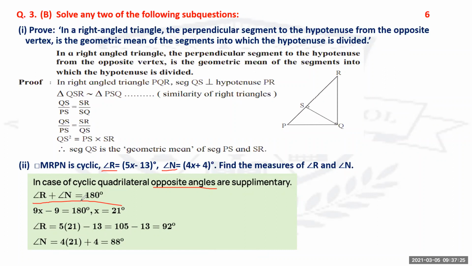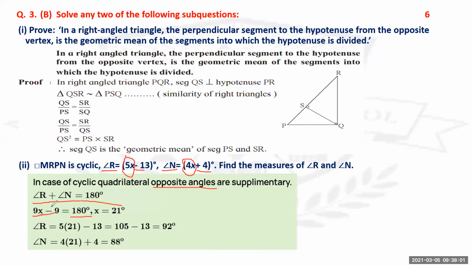After that, what happens? Check. You'll add them. You've got 5x with you and you've got 4x with you. So 5x plus 4x, what you'll get? 9x. So here I've written 9x. Is this clear? Now next step. You've got minus 13 plus 4. What is minus 13 plus 4? It's minus 9. So you've got 9x minus 9 equals 180.